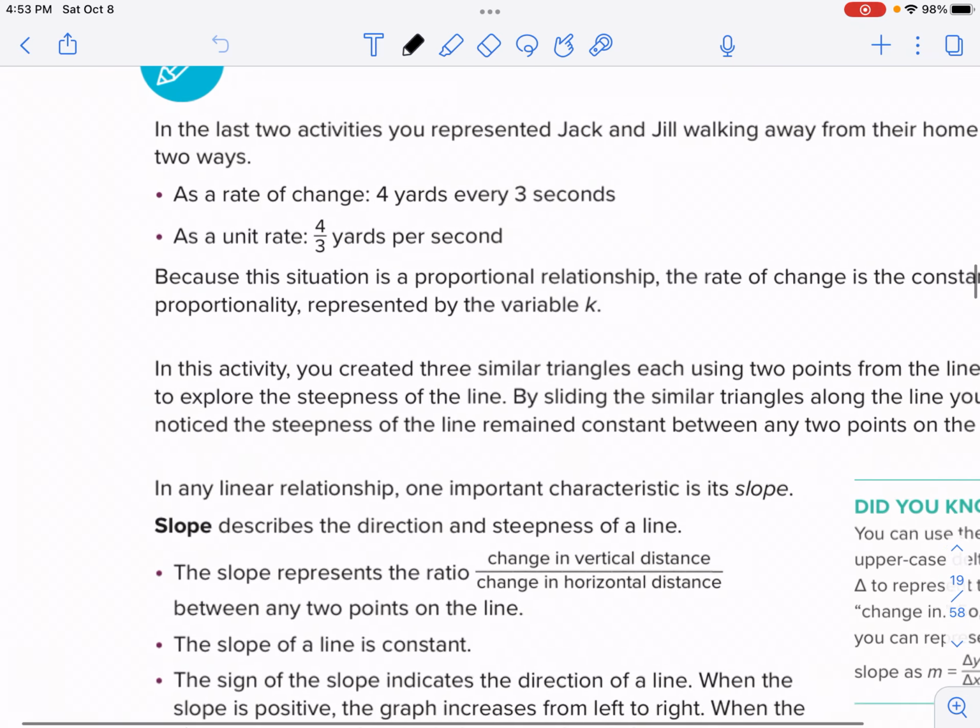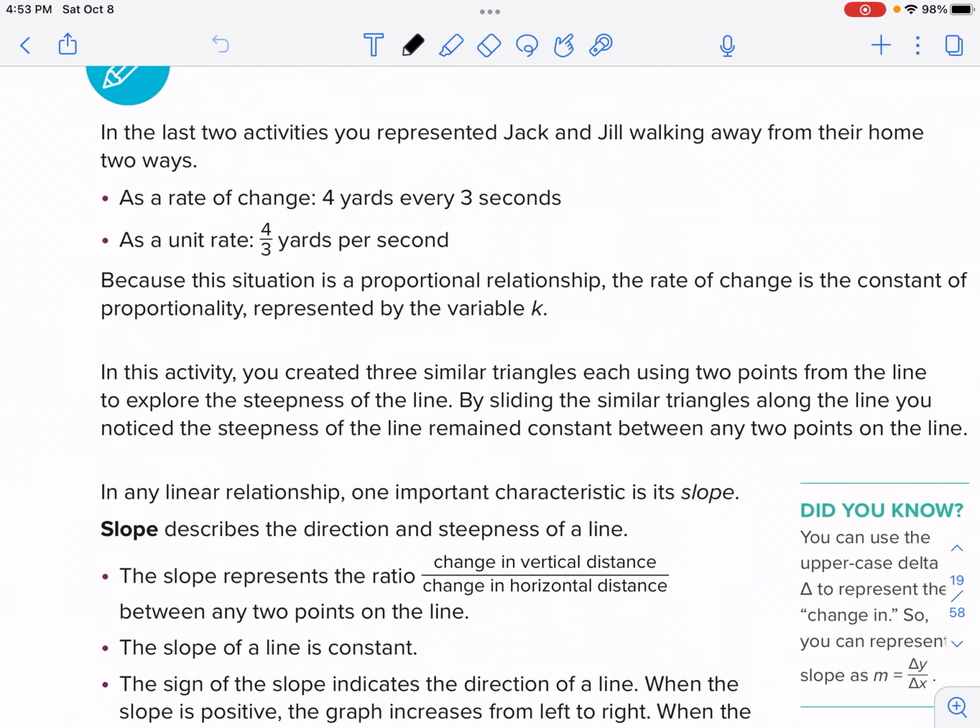So last activity we were talking about these two people, Jack and Jill, and that they were walking at a specific rate. It was 4 yards every 3 seconds. To give you a conceptual image of this, 4 yards is a little bit more than how tall the class is. So it took them 3 seconds to go that distance.